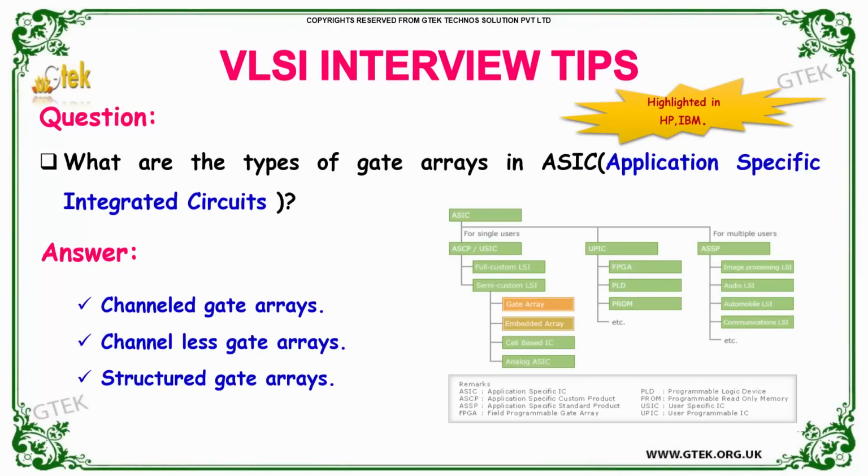Let's move on to the next question. What are the types of gate arrays in ASIC, that is Application Specific Integrated Circuits? The types of gate arrays are channeled gate arrays, channelless gate arrays and structured gate arrays.